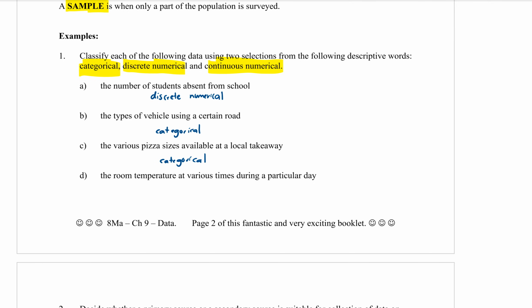D, the room temperature at various times during a particular day. Okay, temperature is usually a number. What type of number is it? Degrees. Yeah, a number, but is it on a discrete or continuous scale? Continuous. Continuous, yes. So we call that continuous numerical. Okay, so that takes care of example number 1.